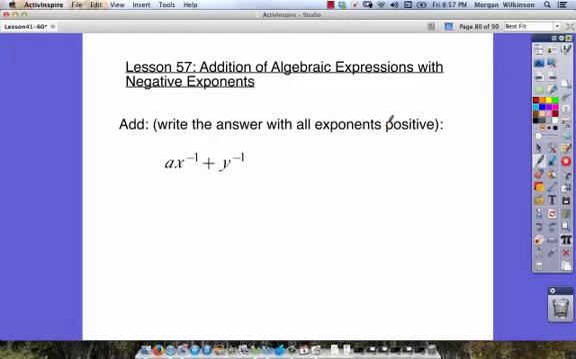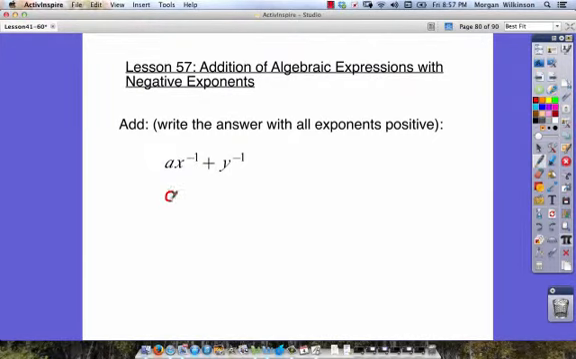Lesson 57 today is about addition of algebraic expressions with negative exponents. And our first problem asks us to add. We need to read the directions carefully to see how we need to write the answer. Well, we have to write the answer with all exponents positive. Now the way that we should tackle these problems is to make all exponents positive in the beginning.